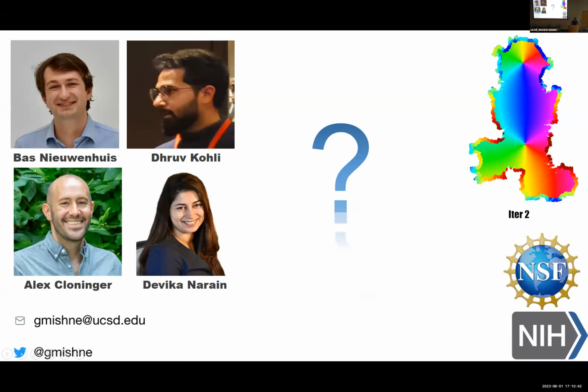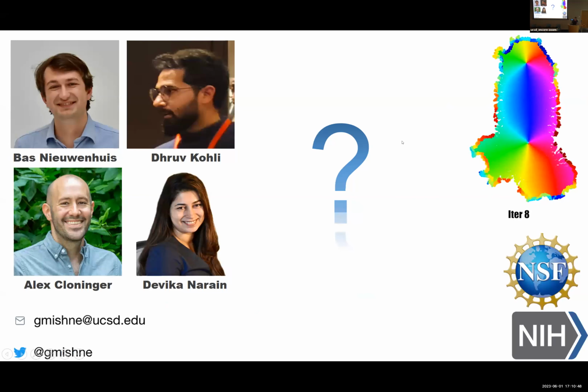So these are my collaborators. I'd like to thank our funding from NSF and NIH. And this is a neat illustration Dhruv produced where we can see the global alignment form over multiple iterations. That's it.